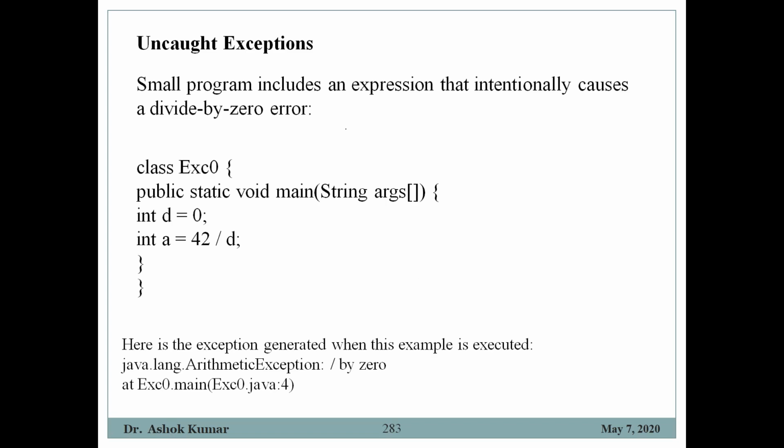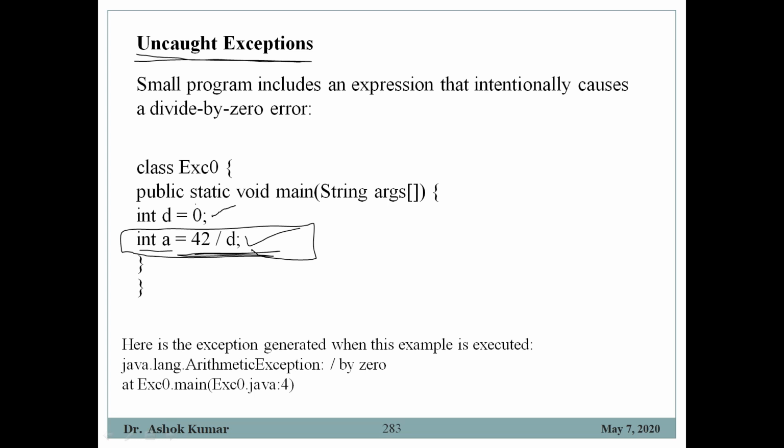Here is the first example where we are not catching any exception. This is the example of an uncaught exception. There is a simple program. In this program we have d is equal to 0, and then the statement a is equal to 42 by d. During the compilation process you will not get any error, because this is a kind of runtime error. Exception handling is basically meant for handling runtime errors. So this is a runtime error.